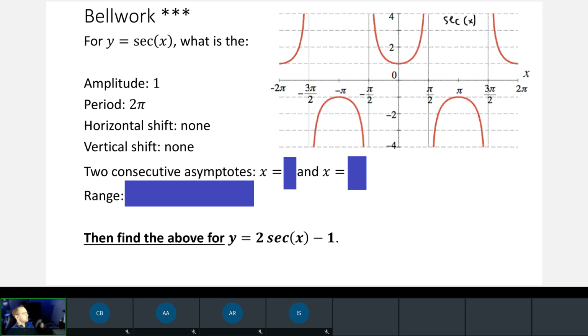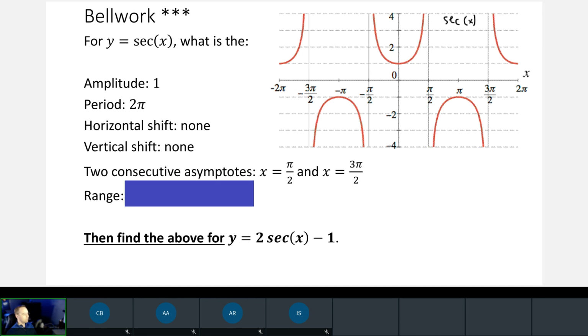All right. What are 2 consecutive asymptotes? Pi over 2 and 3 pi over 2. Yep, that's what I actually used. Pi over 2 and 3 pi over 2. And then, of course, if there was a horizontal shift, would these asymptotes change? Heck yeah, they would.